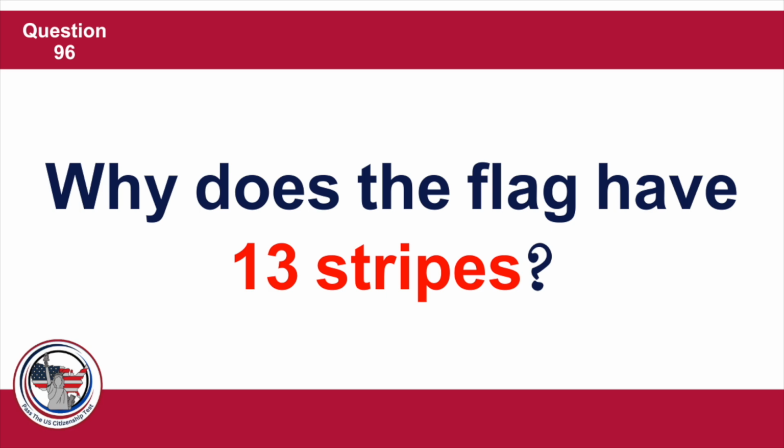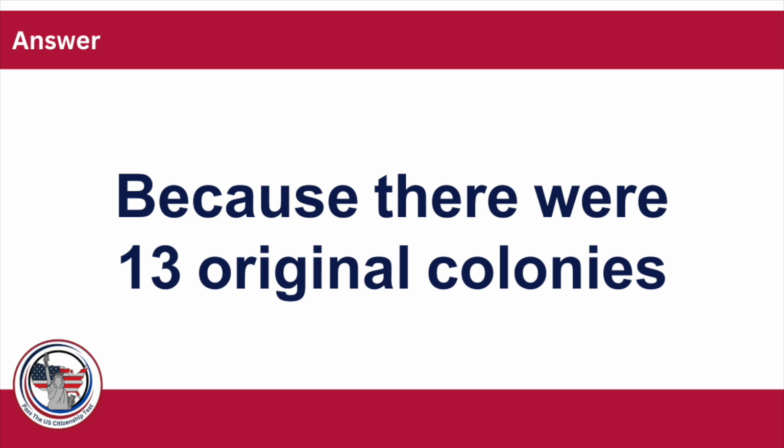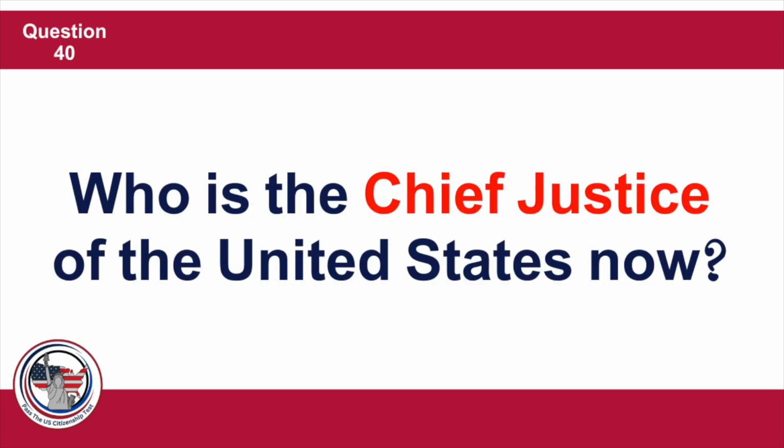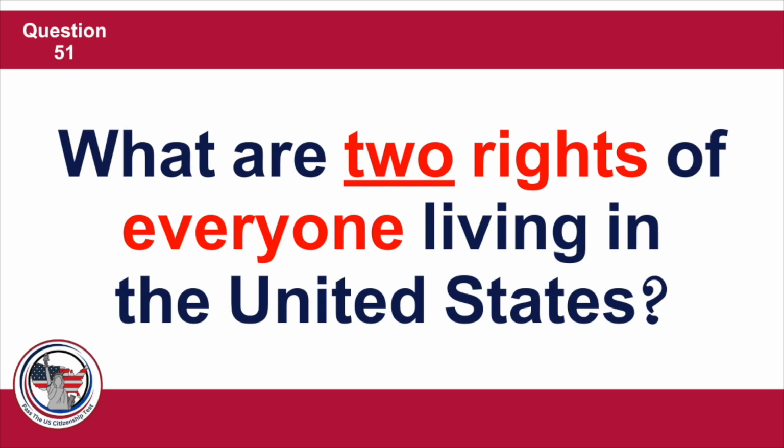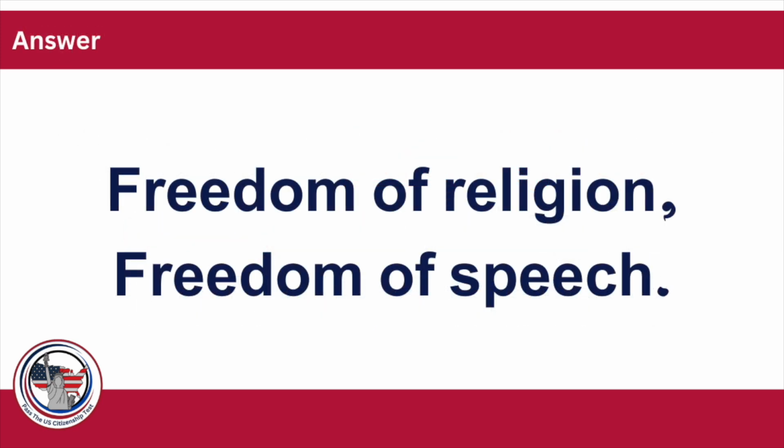Why does the flag have 13 stripes? Because there were 13 original colonies. Who is the Chief Justice of the United States now? John Roberts. What are two rights of everyone living in the United States? Freedom of religion. Freedom of speech.